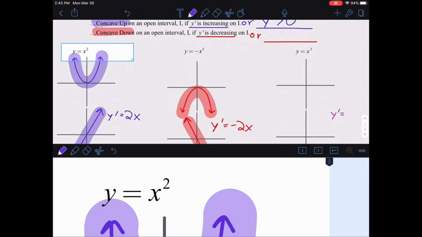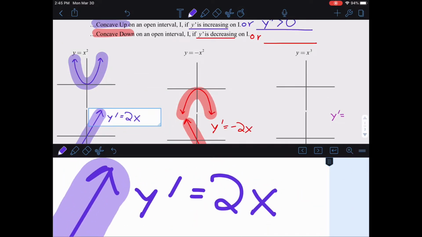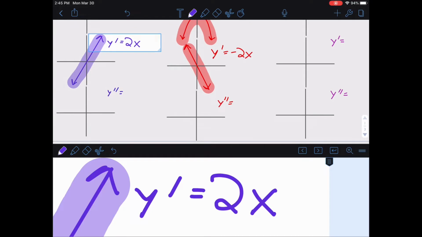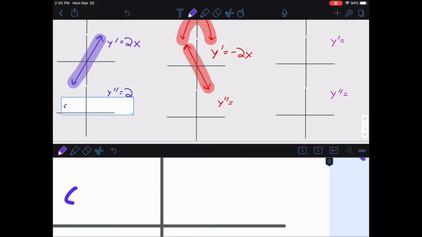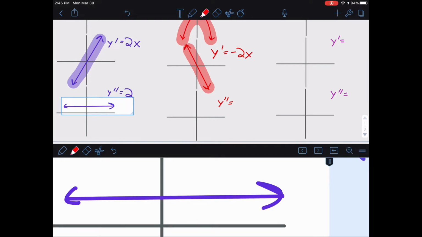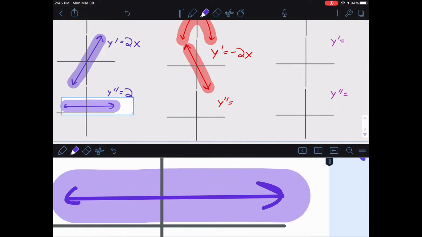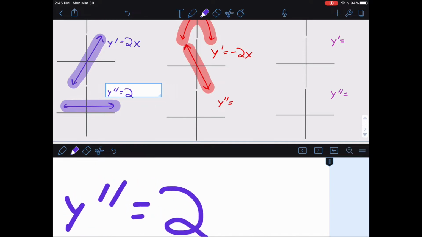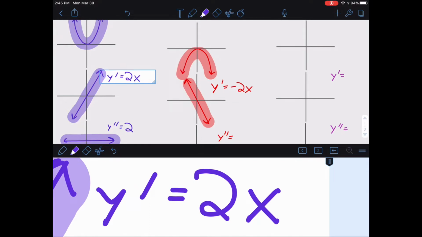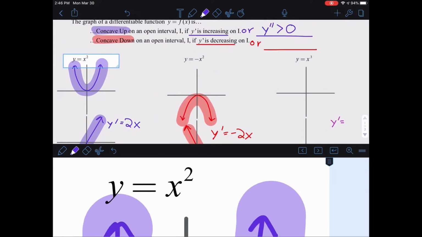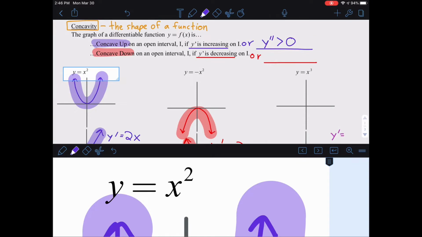So let's see this in action. Let's go back to y equals x squared. Its derivative is y prime, which is 2x. What is its derivative? Y double prime is going to be just 2, which is a horizontal line that is going to be above the x-axis. So this is always greater than 0. Where y double prime is positive is where y prime will increase, which is where y is going to be concave up.